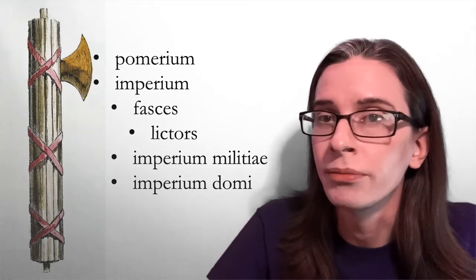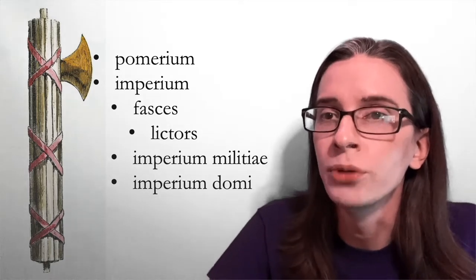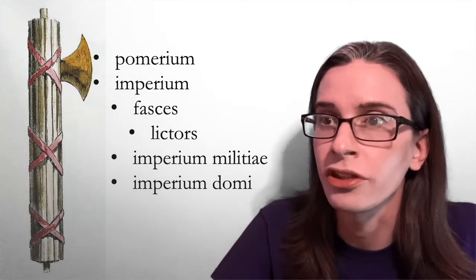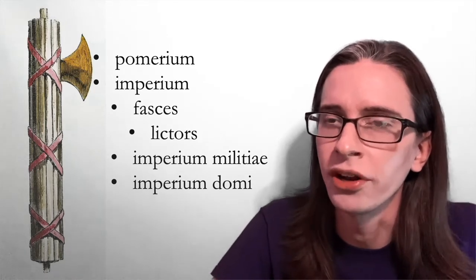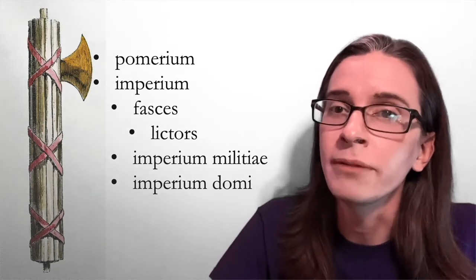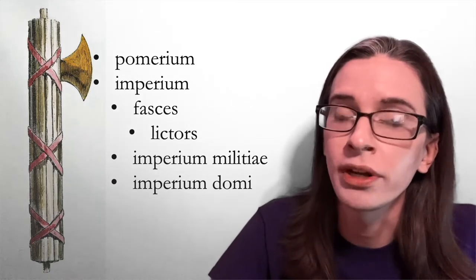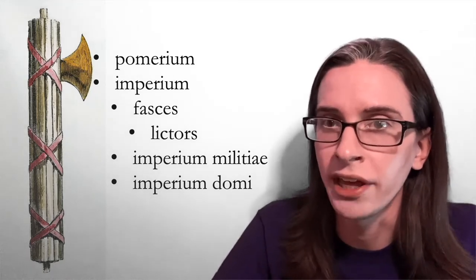Those wielding Imperium Domi have fasces with the axe removed, because their power to destroy is somewhat circumscribed. Note that the two kinds of Imperium are purely based on where one is executing the power. A magistrate receives Imperium, and must act with restraint when inside the city, but has absolute authority outside of it.